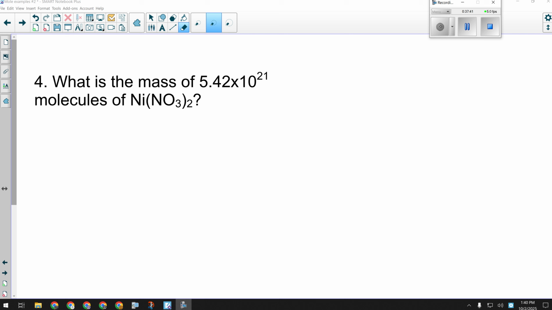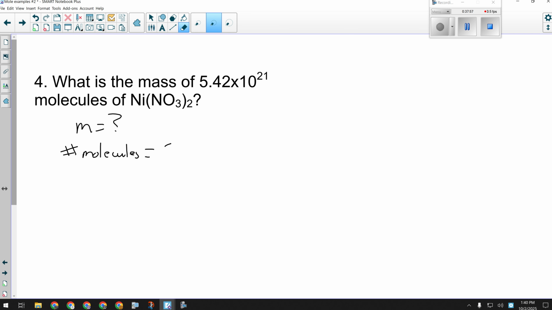Okay, let's have a look at this one. This one sometimes throws people because of the number they get partway through it. Okay, it's a type 4 question because it's asking us to calculate the mass when given the number of molecules.